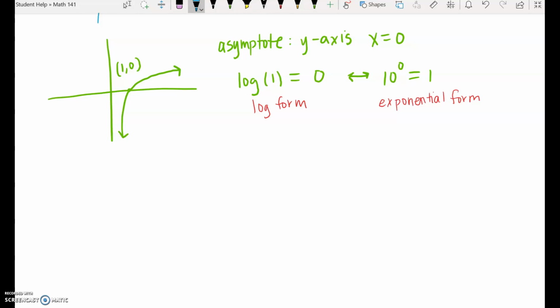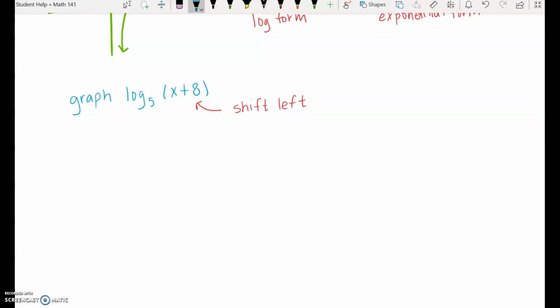Let's instead graph log base 5 of x plus 8. The base isn't going to change the graph too much. We're just going to look at this in terms of a graph transformation. And we know that because we have 8 inside the parentheses, the whole graph is going to shift to the left by 8 units. So that point that I originally had, which was at 1, 0, is going to shift over to the left by 8 units.